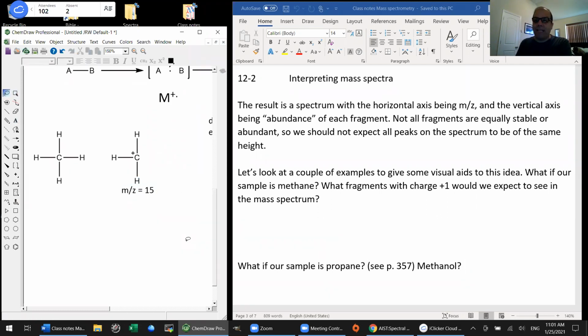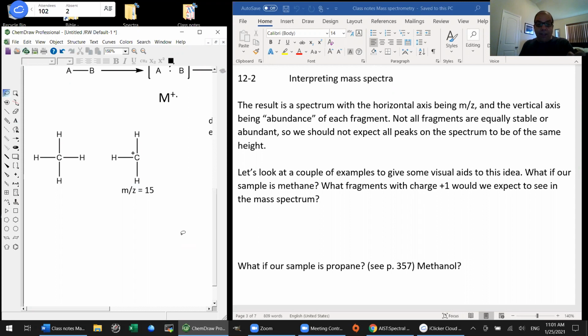And maybe technically also m over z equals 1 for the H plus, but I think they usually don't even show anything much below 10. I think they just cut off those others because even if you see anything, it's not statistically important.